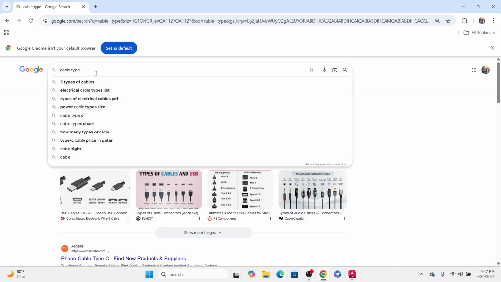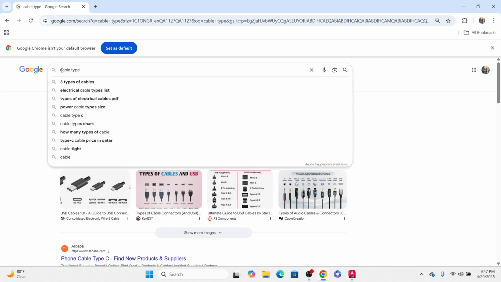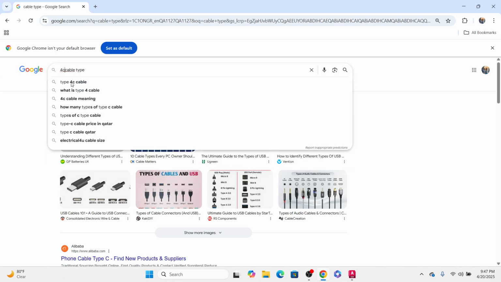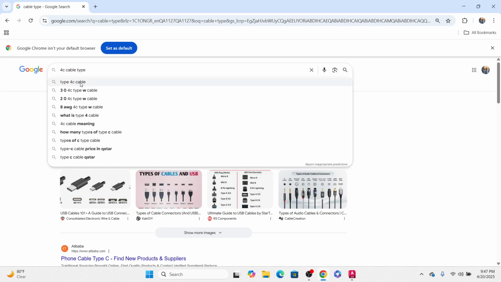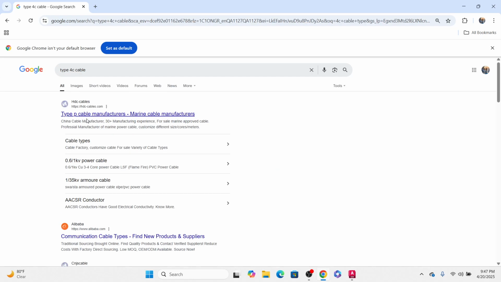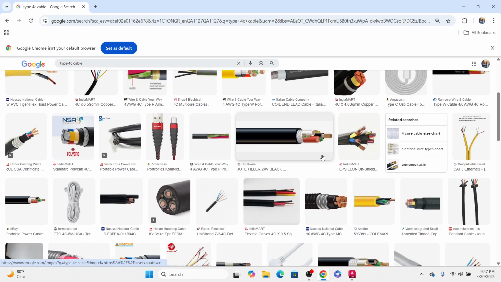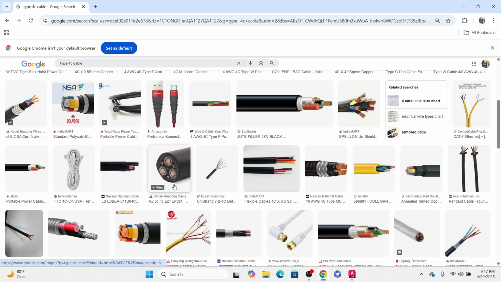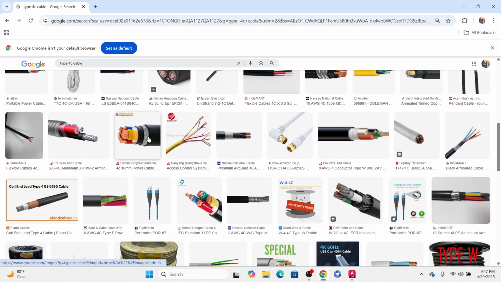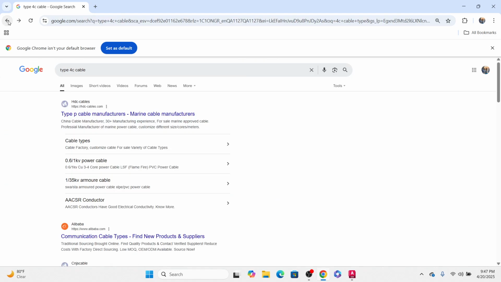Let's say four core cable, because four core is normally used for three-phase cables, like type 4C cable. If you go to images, you can see many types of cable here. Mostly we use this one, XLPE, meaning cross-linked polyethylene cable. And whatever cable you use, you have to know the catalog.